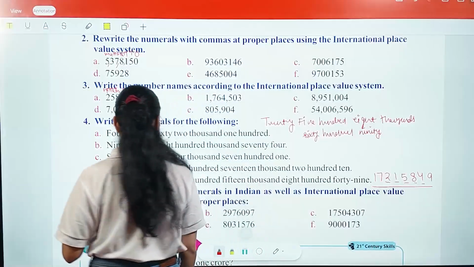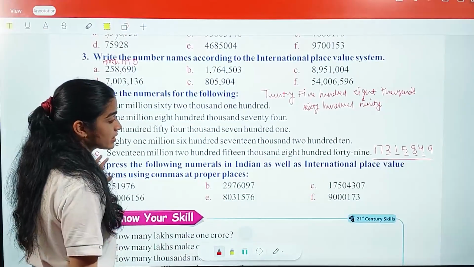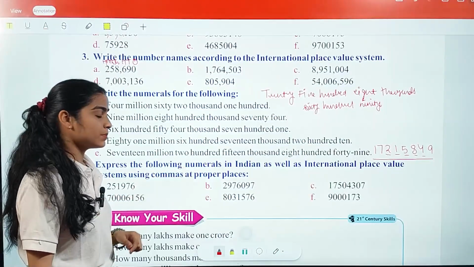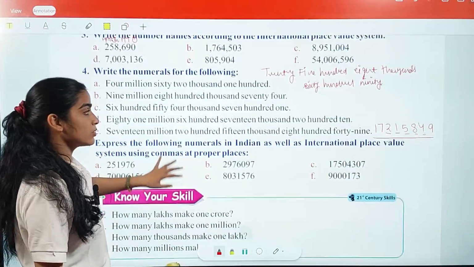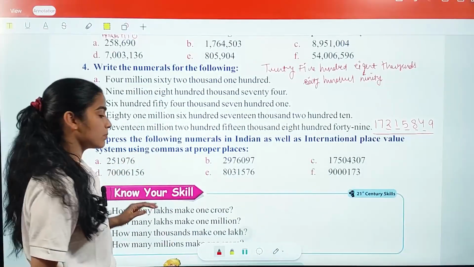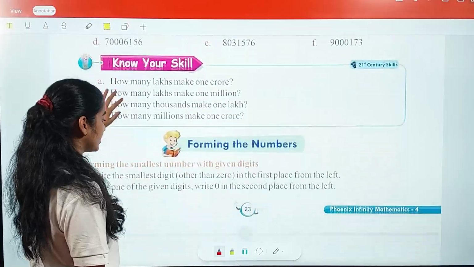Express the following numerals in Indian as well as international place value system using commas at proper places. So students, now you can do it yourself, because till now we have done so many questions related to our place value chart, Indian and international.